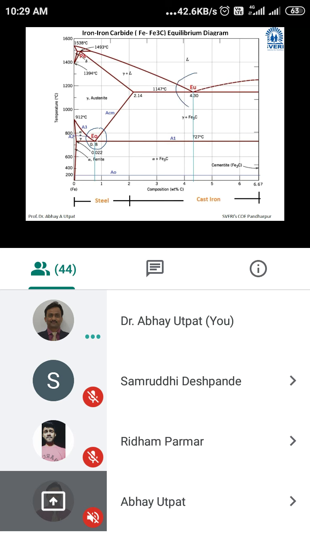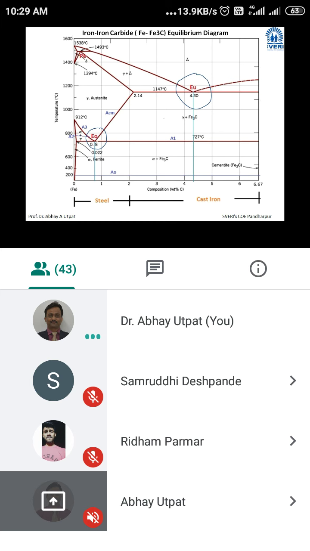Second, EU. EU is short form for eutectic. I told eutectic reaction 2-3 times earlier. Liquid gives mixture of two solid. L, that gives S1 plus S2. Here L, liquid, gives two solid, gamma plus Fe3C, austenite plus cementite in one stroke.